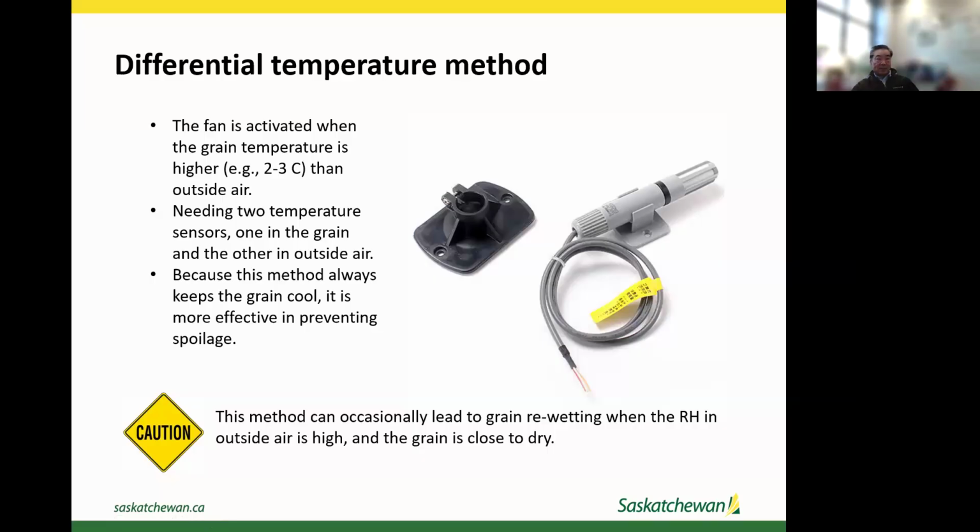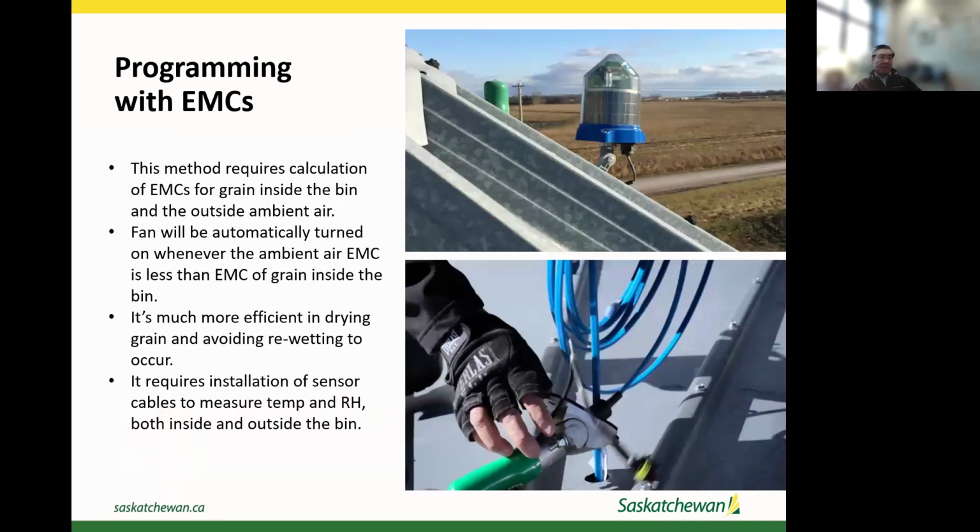So in that case, the earlier example uses night only. If the grain temperature is still colder than the outside air at nighttime, the fan won't turn on. So these methods can occasionally lead to grain rewetting when the relative humidity of the outside air is high, particularly when the grain is close to dry.